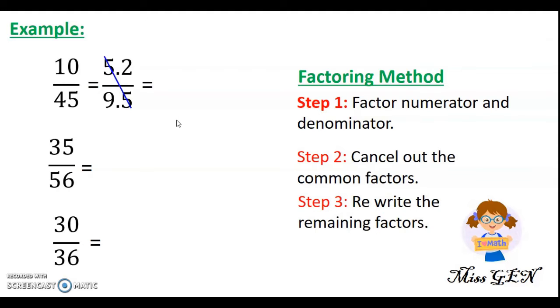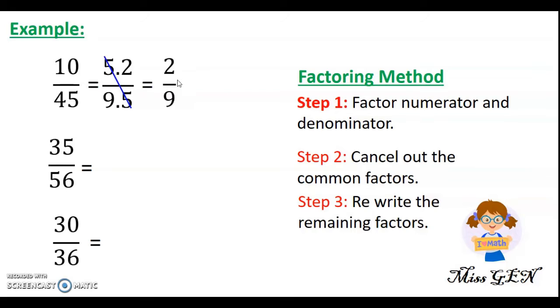Step 3, rewrite the remaining factors. So the remaining factors here for our 10 is 2 and for our 45 is 9. So we will rewrite that, and that will be our answer.